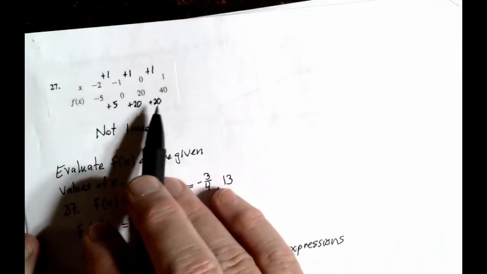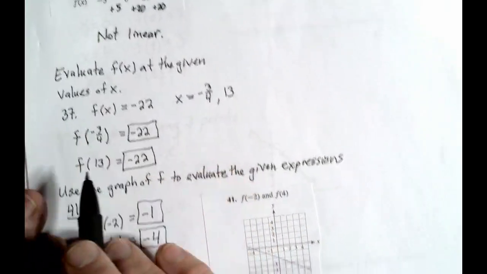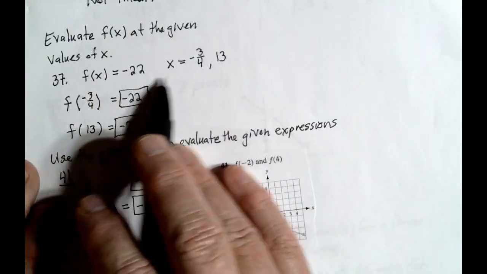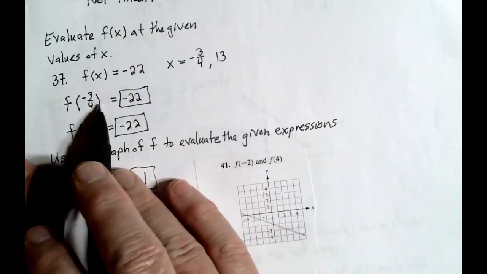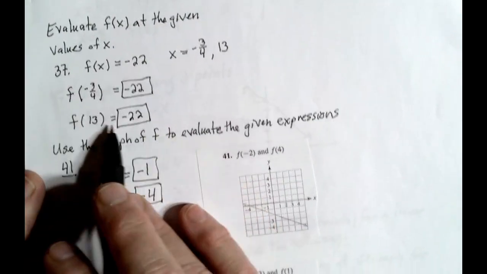Now this one goes up by 1, up by 1. This one goes up by 5, up by 20, up by 20. No, it's not linear. They got to be the same increase every time. This one is not linear. Now this one, they ask you to plug in these values into the function. Well, it doesn't matter what you plug in. The answer is always going to be negative 22.